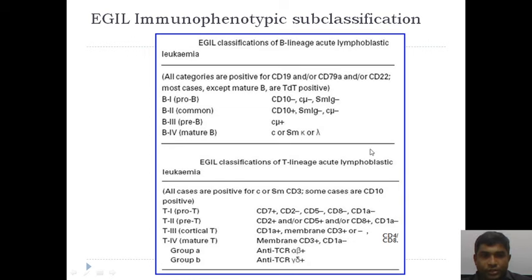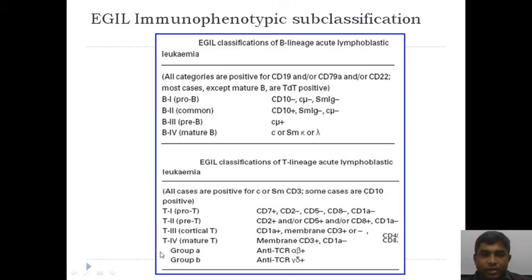So I want you to look at this table in the upper part, where you can see pro B, common B, pre B, and mature B based on different stages of the B lymphoblasts, and they are usually defined by the surface markers and the cytoplasmic markers present on these cells. For example, pro B is CD10 negative, whereas in common B the CD10 is positive, and the cytoplasmic immunoglobulin chains are negative in the earlier ones, whereas they start appearing in the later stages.